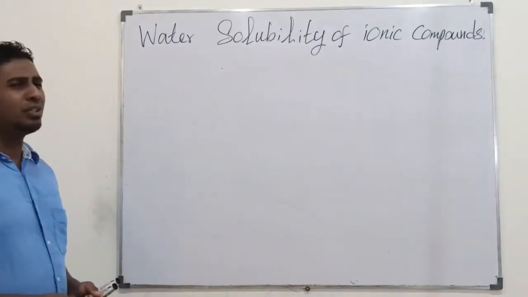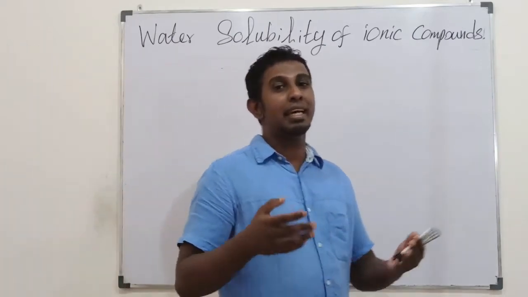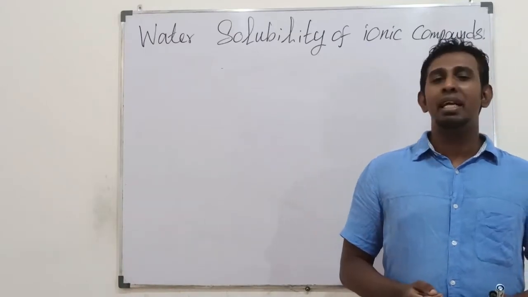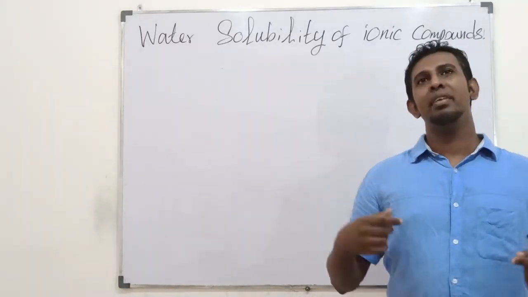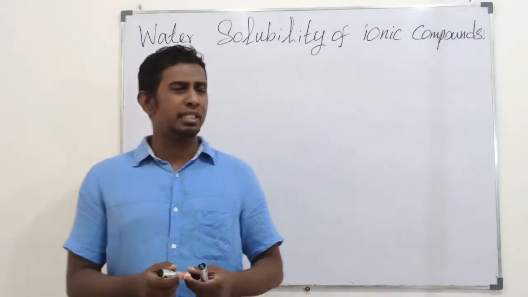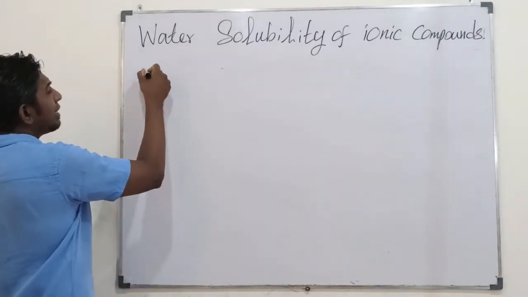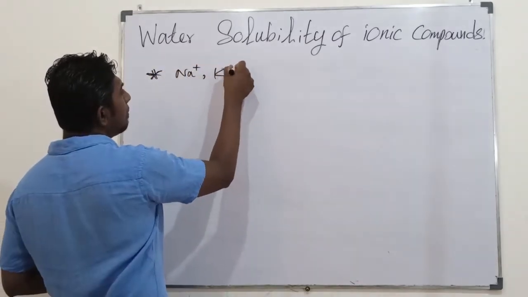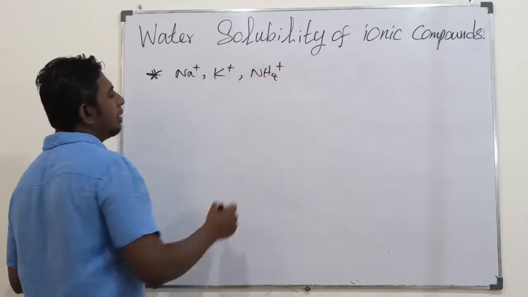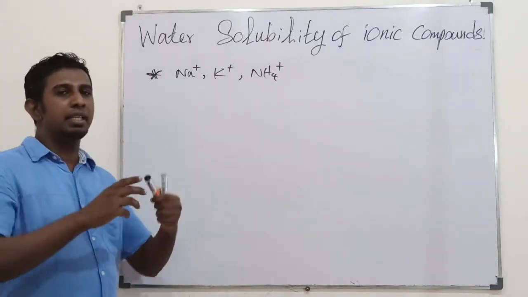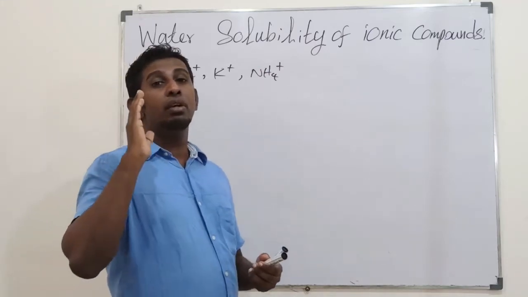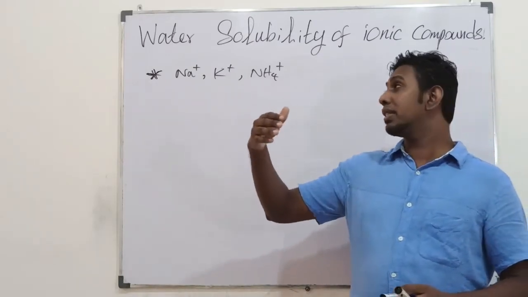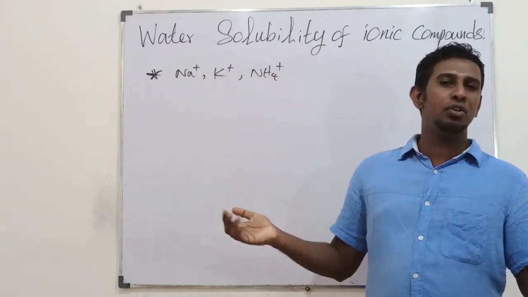Students, you would find some cations in substances that make them fully soluble, very soluble. Let's call them lucky cations. When you find these few cations within an ionic substance, it's sodium, potassium and ammonium. If you find these cations within a substance, then it would be water soluble for sure. All substances having potassium, sodium and ammonium are water soluble.